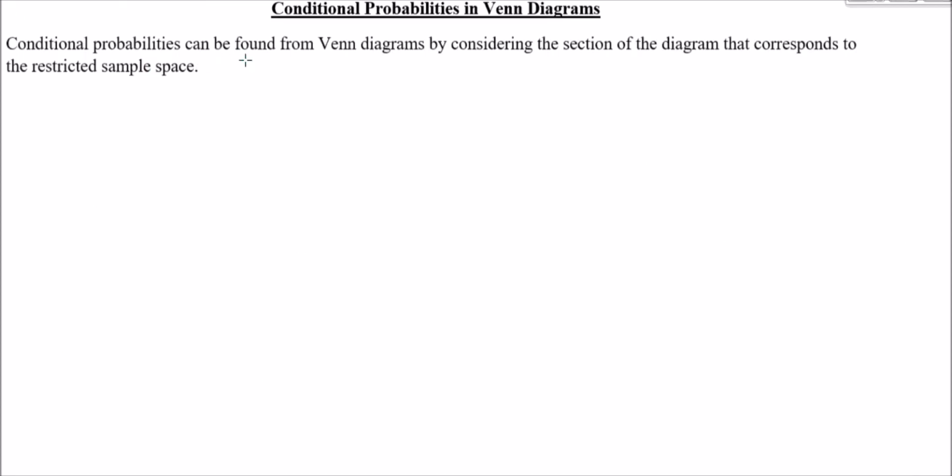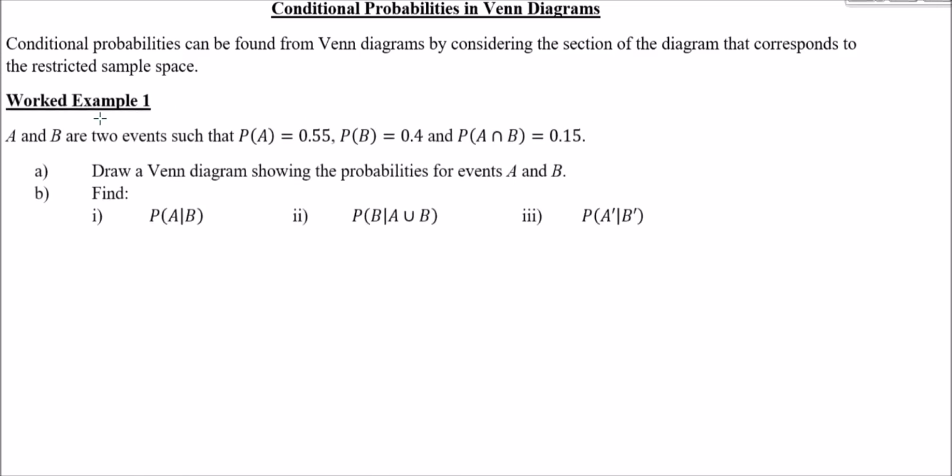So, conditional probabilities in Venn diagrams. Well, conditional probabilities can be found from Venn diagrams by just considering the section of the diagram that corresponds to the restricted sample space. So let's have a look at how that works straight away with just a worked example. We've got A and B, which are two events, such that the probability of A is 0.55, the probability of B is 0.4, and the probability of an element being in the intersection of A and B is 0.15. First of all, we need to draw a Venn diagram showing the probabilities for events A and B.